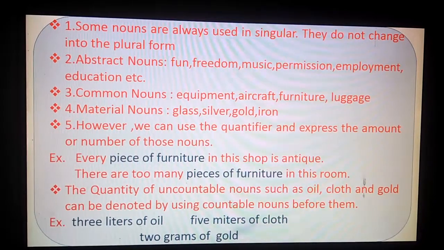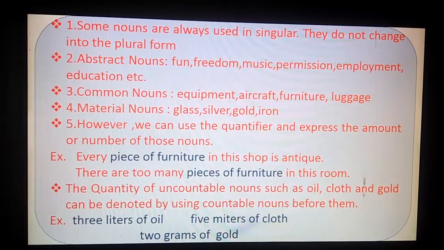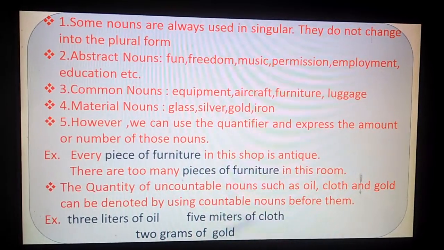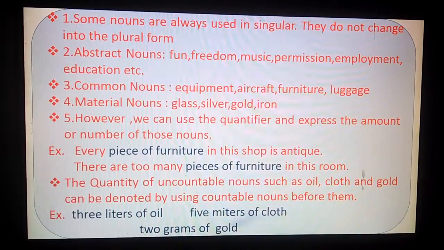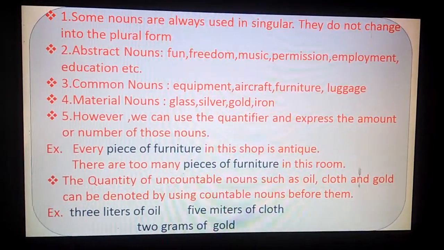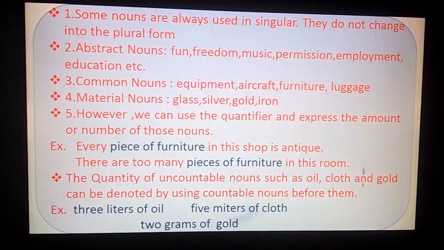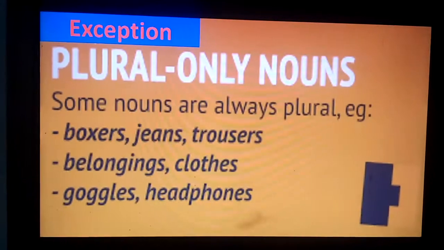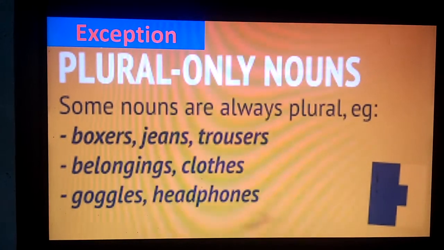The quantity of uncountable nouns such as oil, cloth, and gold can be denoted by using countable nouns before them. It means if we have to tell the quantity of an uncountable noun, then we have to add countable nouns before it. For example, 3 liters of oil, 5 meters of cloth, and 2 grams of gold. So here we have added 3 liters, 5 meters, and 2 grams to tell the quantity of the uncountable noun.